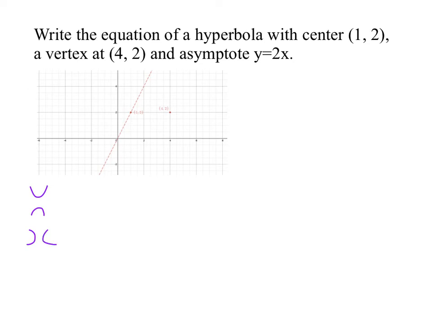So our center is here, and our vertex is over to the right of that. Since you have a vertex to the right, that means it's going to open something like that. Okay, we're opening to the right and to the left. Okay, so since we know that, our skeleton for a hyperbola opening right, left with a center not at the origin is going to look like x minus h squared.